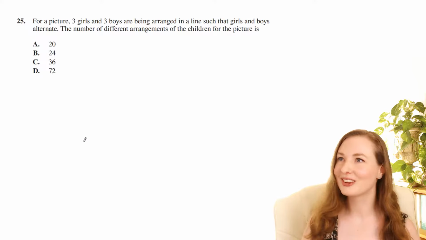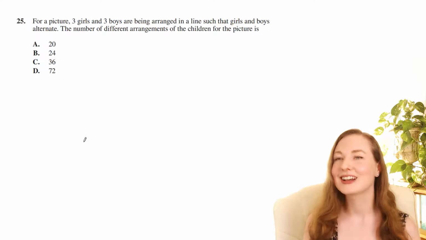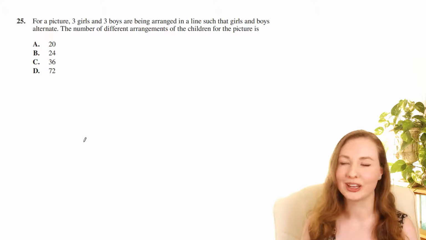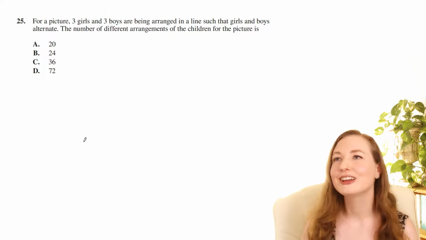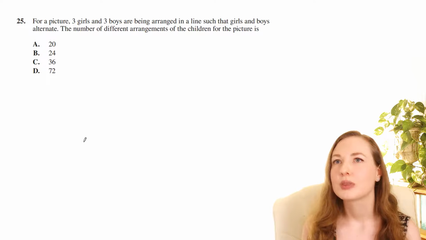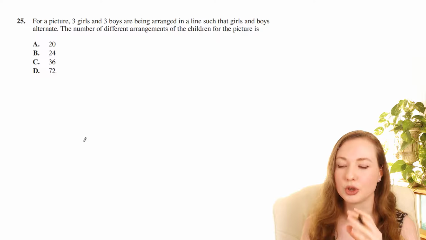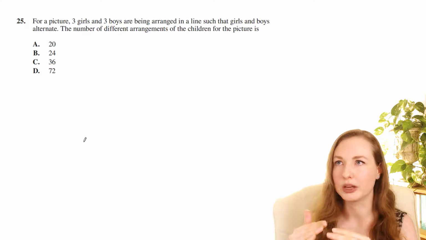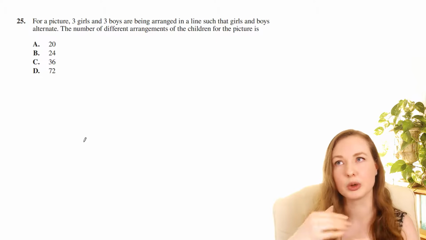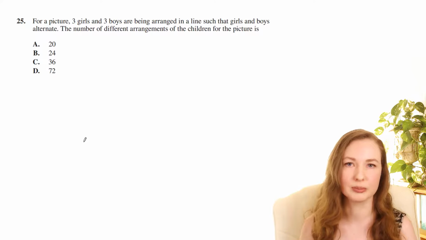All right, this one was only answered correctly by 33.3% of students. All right, so pause the video here and give it a go yourself. Okay, so what we can do is arrange the girls and the boys separately. So work out how many ways there are of arranging the girls and then how many ways of arranging the boys and multiply them together.